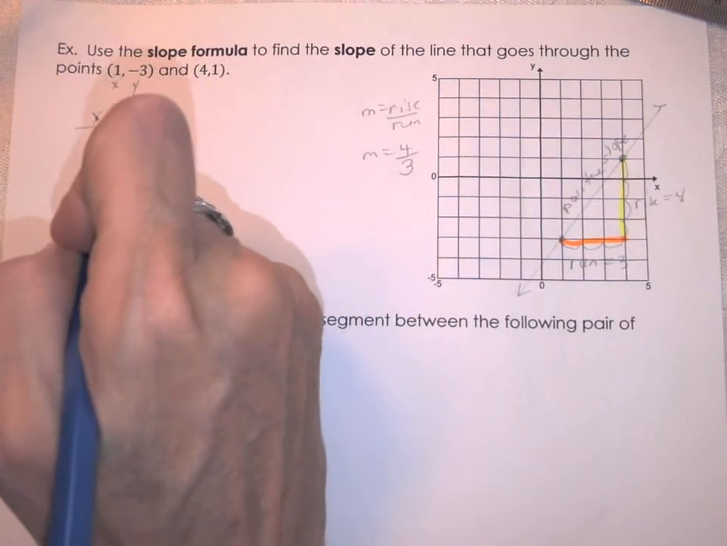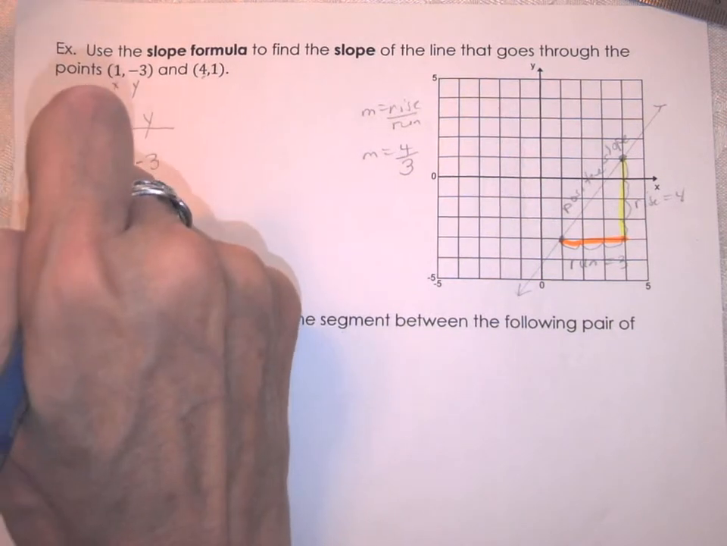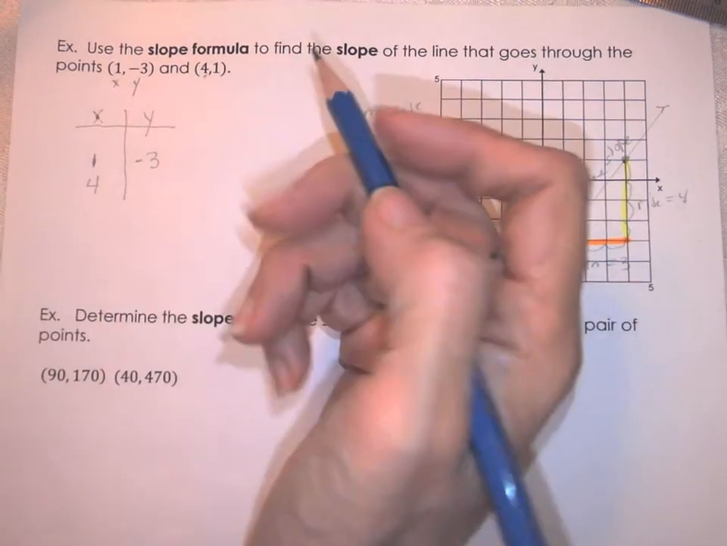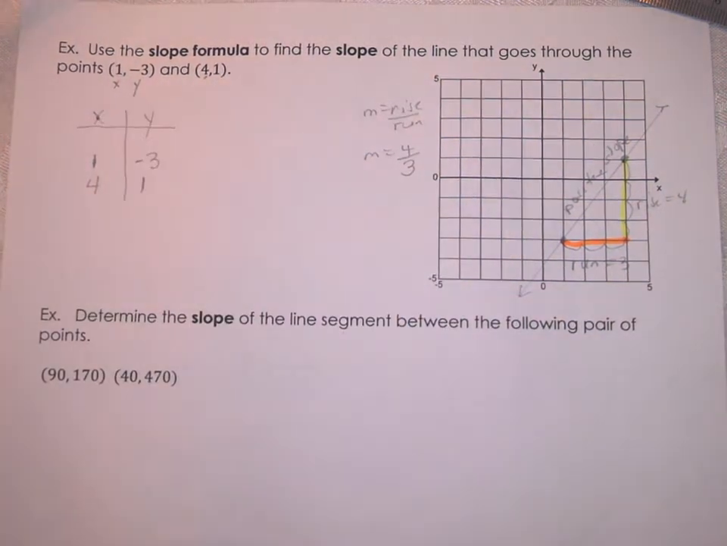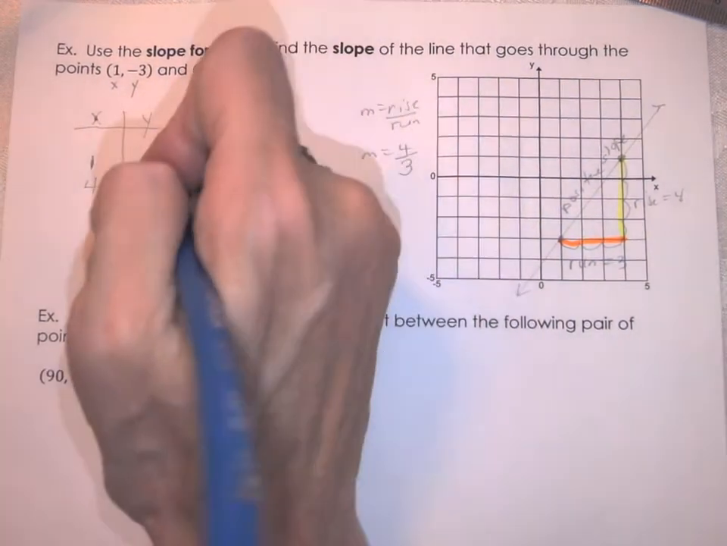So my first X value is 1. My second X value here is 4, which is bigger than 1, so I'm going to put it below. If this X value had been like -2, I would have put it above here. So there's my 2 points, (1, -3) put into my table, and (4, 1) put into my table.